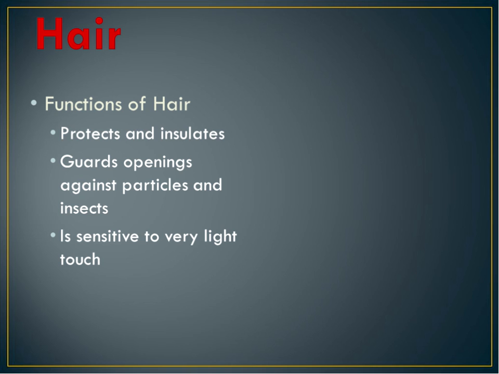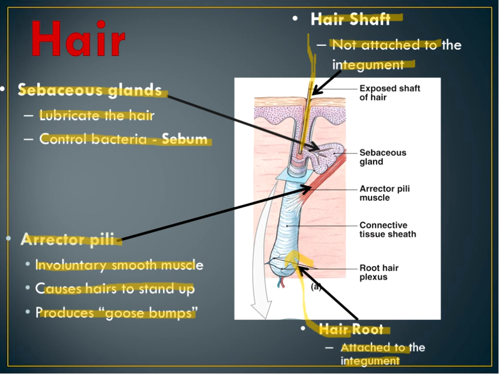So our first accessory structure that we're going to talk about, we're going to talk about a handful of these, is your hair. The job of your hair is to protect and insulate. It also helps to guard openings against particles or insects. Look at the inside of your nose. And it's very sensitive to light touch. So if a mosquito lands on you, before it actually touches your skin, it'll touch your hair first, and you'll feel that with the nerve endings surrounding your hair, and you might be able to swat it off in time.